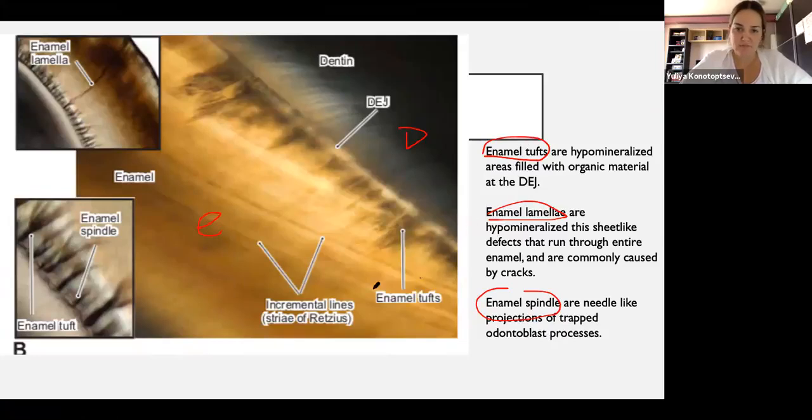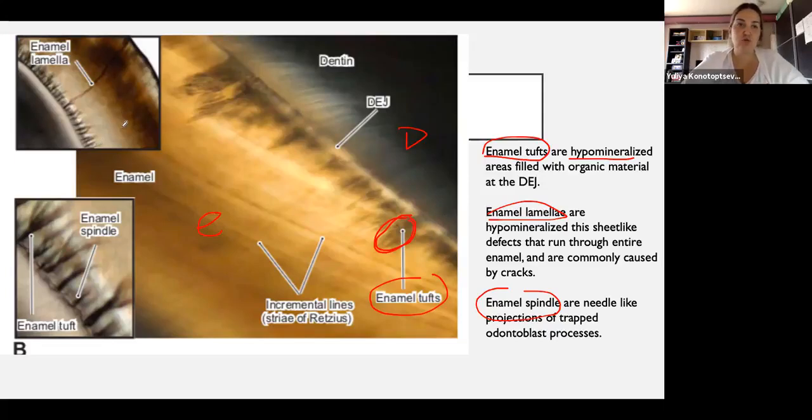Enamel tufts are kind of blackish areas next to the dentine. The reason that they're black is because they're hypomineralized. So this is a naturally occurring thing within our enamel. We can see some areas closer to the dentine, right, where there is fewer minerals than we would want.